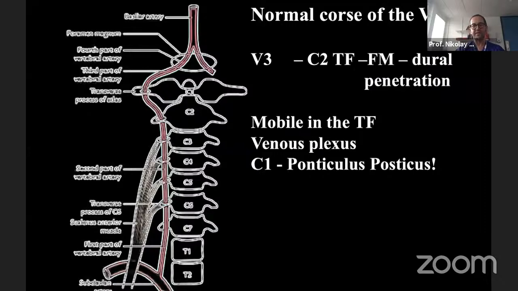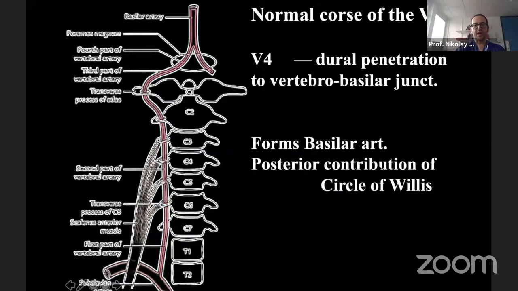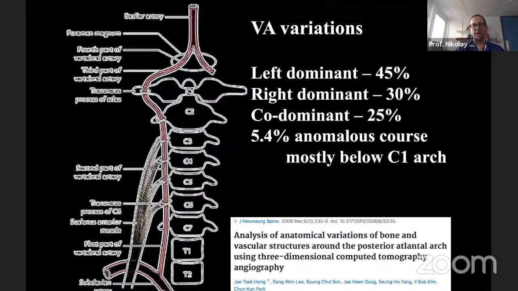injured segment. It's quite mobile. There's abundant venous plexus, and you have to be careful about the variations at C1. And then the last segment, V4, is from the dural penetration to the vertebro-basilar junction, where it forms the basilar artery and then contributes to the posterior circle of Willis, posterior section.